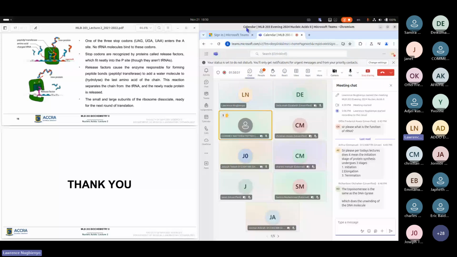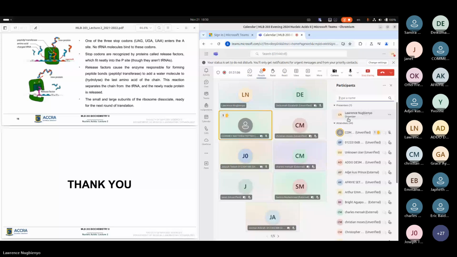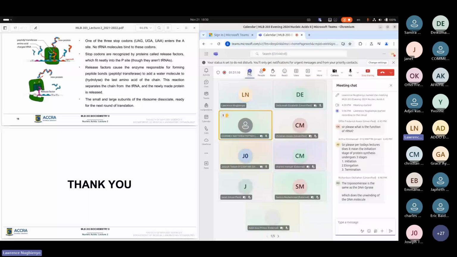So Richardson has taken my mind to think much more about the question of the DNA gyrase. All right. Komi's hand is still up. So if there is no other question, no other comments, we have been online for 1 hour 51 minutes.